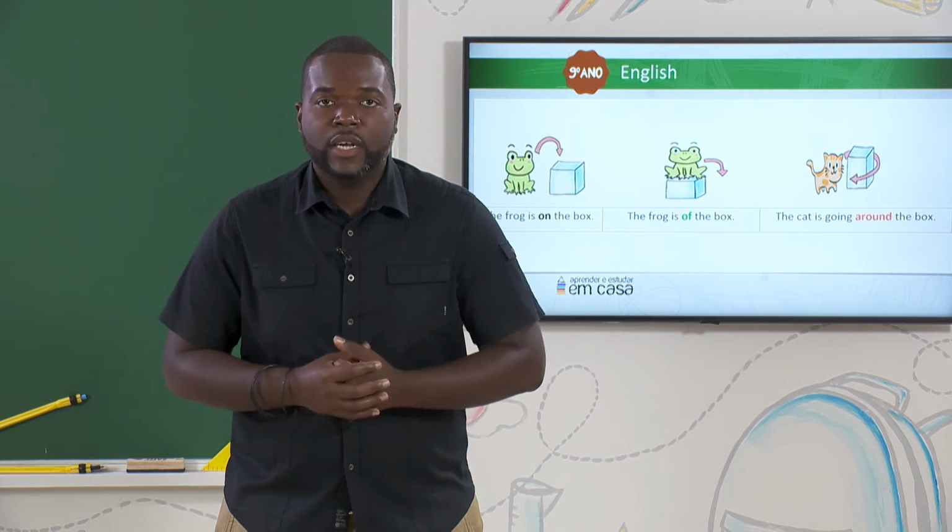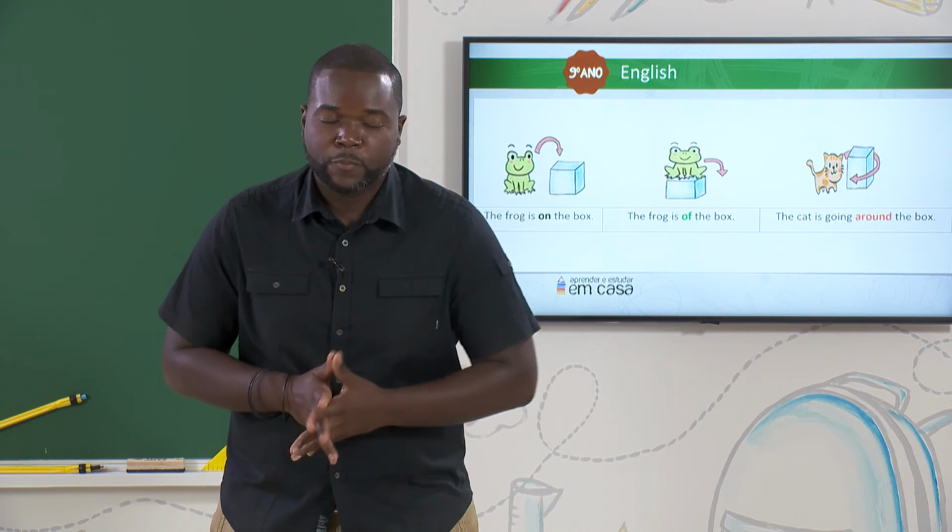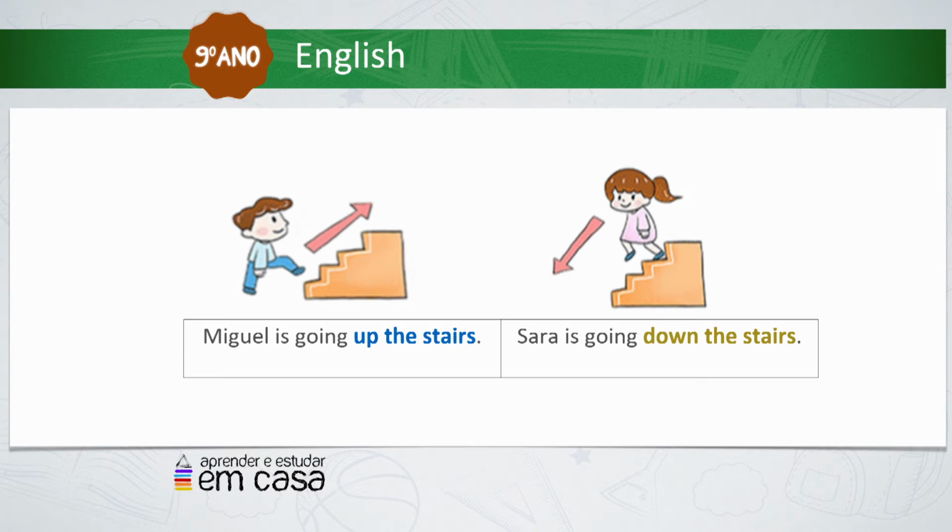Let's continue with our next prepositions of movement. The next prepositions that we have are up the stairs and down the stairs. Once again, pay attention to the picture and look at the arrow that is describing you the movement. So in the first picture, you have Miguel. What is Miguel doing? Where is Miguel going? Miguel is going up the stairs. Look at the movement. He's going up.